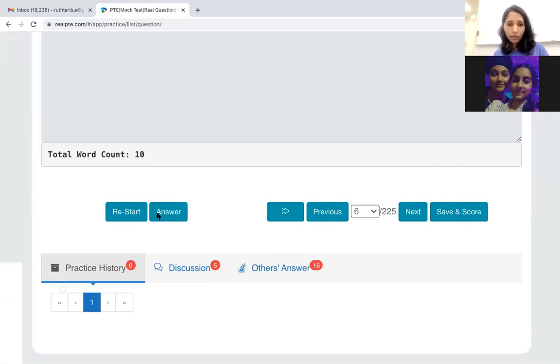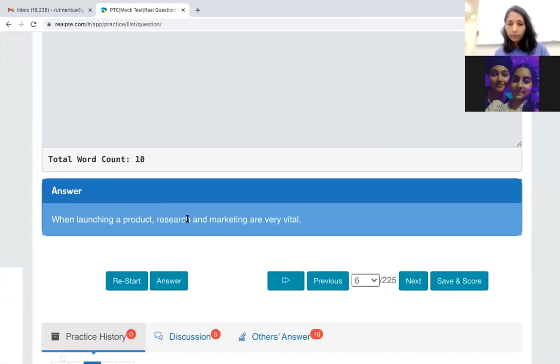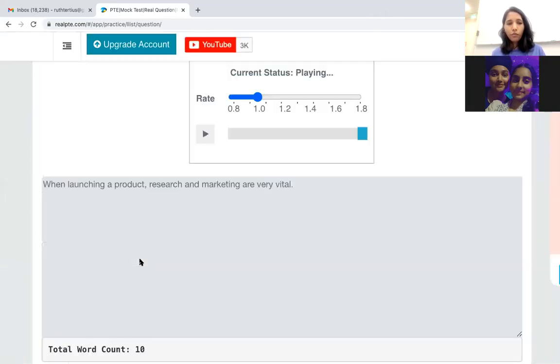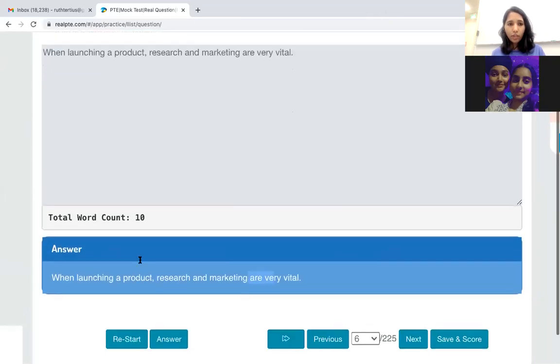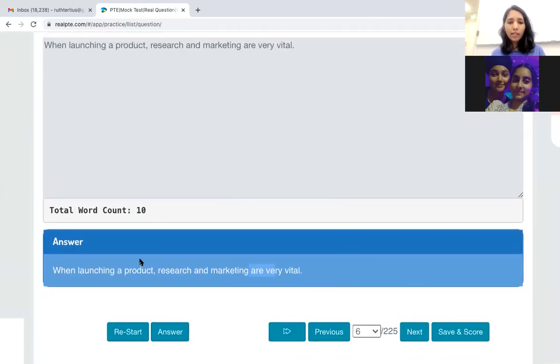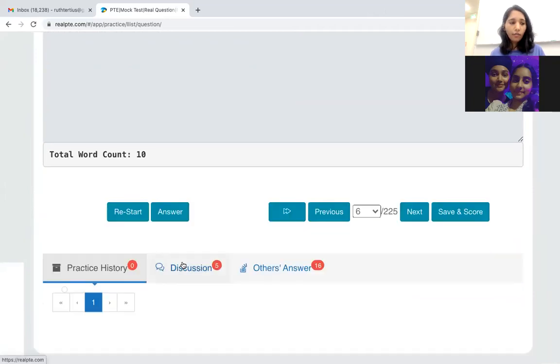You've done it. This is the answer. Research and marketing. So 3 and then very 4. So this is the answer. When launching a product, research and marketing are very vital. So 4 out of 10, which is okay. Let's do the next one. At the count of 3, 1, 2, 3, and go.